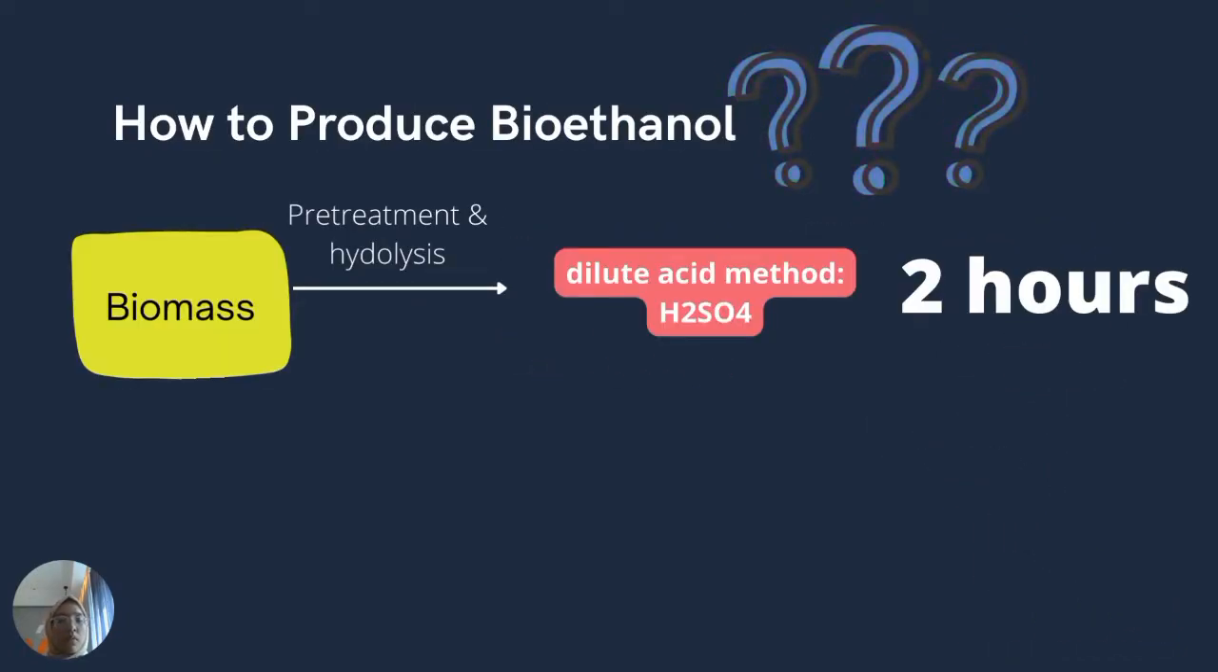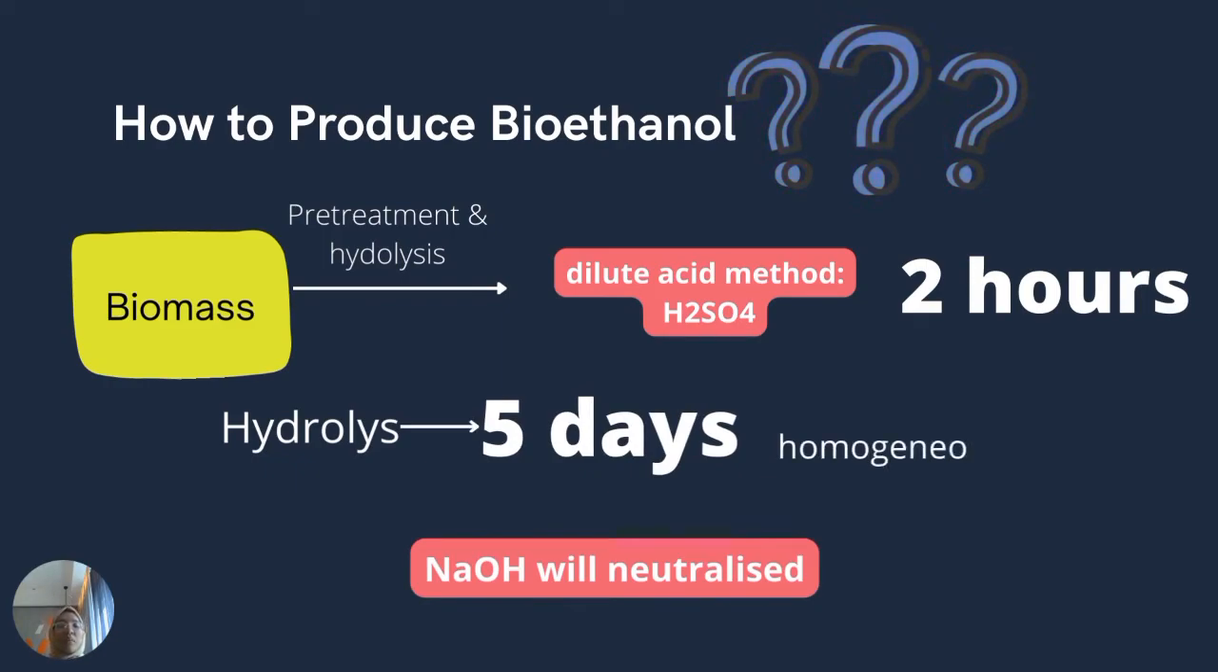First, we're going to talk about pretreatment and hydrolysis. The pretreatment process uses the dilute acid method, which needs sulfuric acid. This acid will break sugar and biomass down into simpler compounds. This step takes 2 hours. After that, we move to the next step, hydrolysis. It takes 5 days to produce a homogeneous solution. This step doesn't add any compounds.